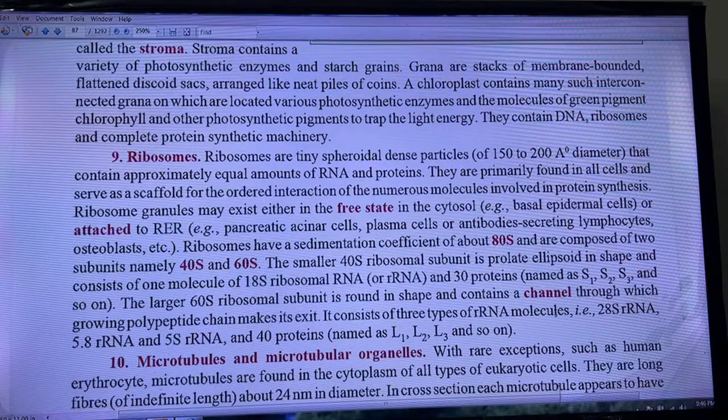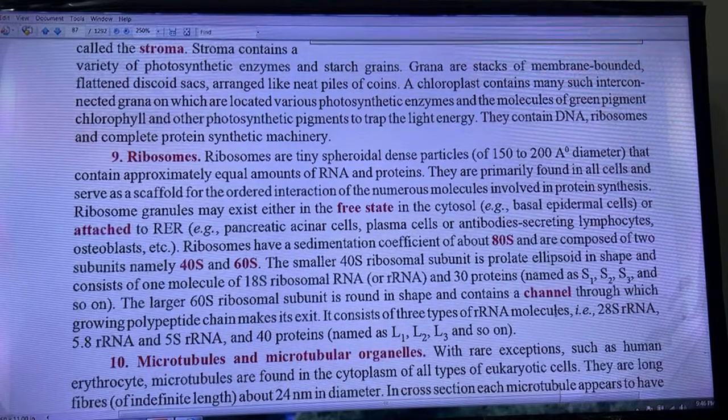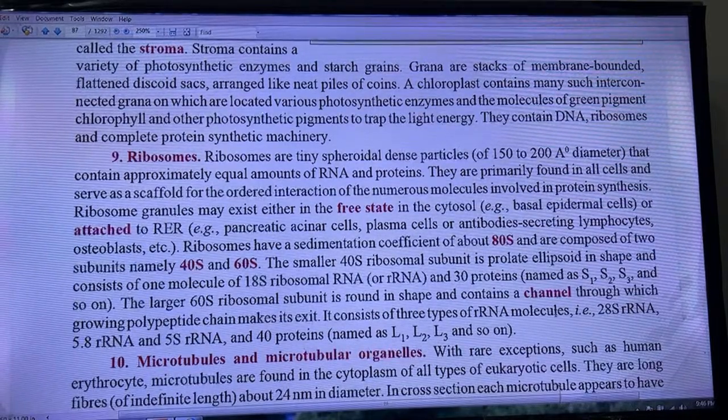Grana are stacks of membrane-bounded flattened discrete sacs arranged like neat piles of coins. A chloroplast contains many such interconnected grana on which are located various photosynthetic enzymes and molecules of the green pigment chlorophyll and other photosynthetic pigments to trap light energy. They contain DNA, ribosomes and complete protein synthetic machinery.